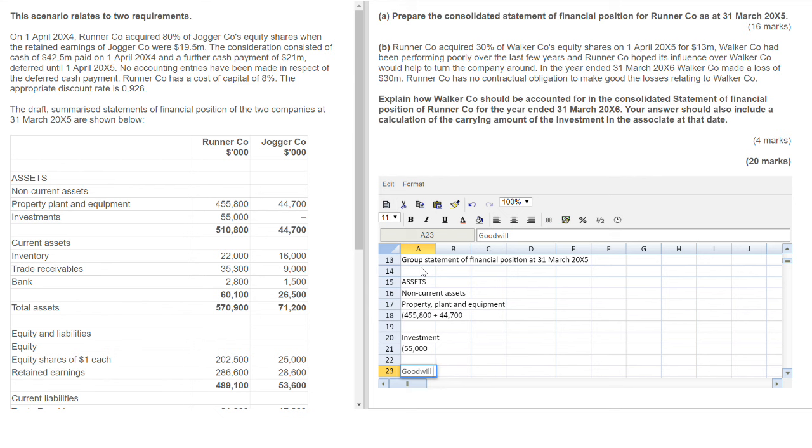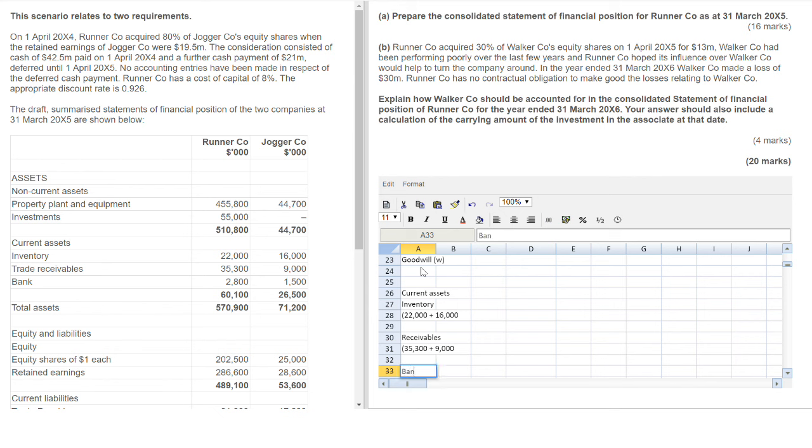Don't forget, you've then got your goodwill. So I'll reference that to my workings, which I'll do later. I then have my current assets. So is that going to be inventory? So again, easy marks there, 22,000 plus 16,000. Receivables. Receivables there, 35,300 plus 9,000. So I'm just adding across 100% of P, 100% of S. Nothing too difficult.